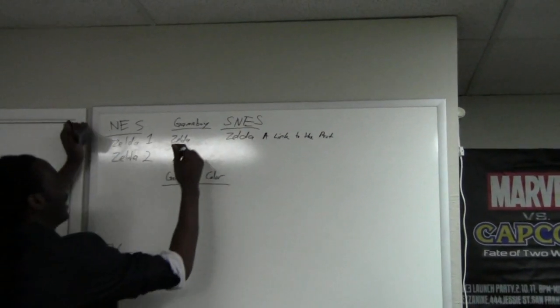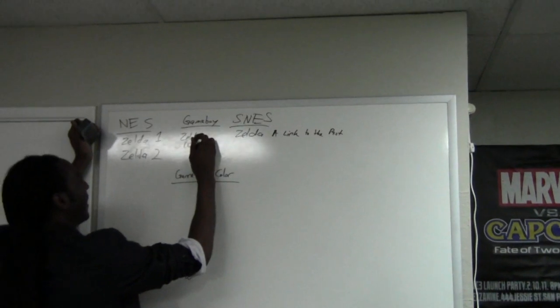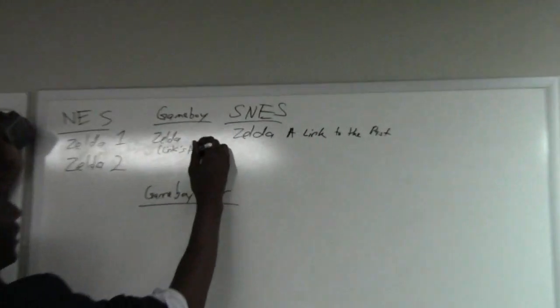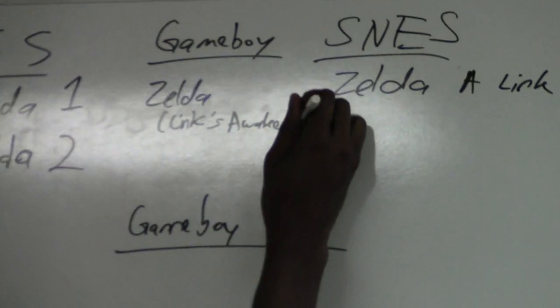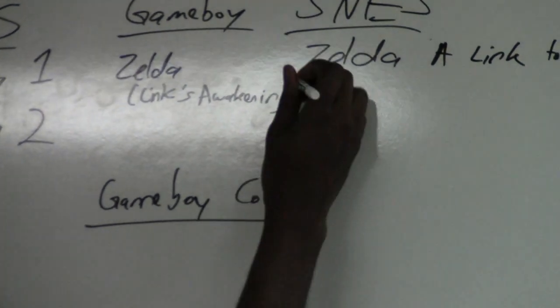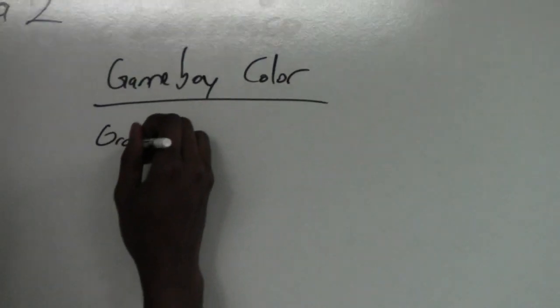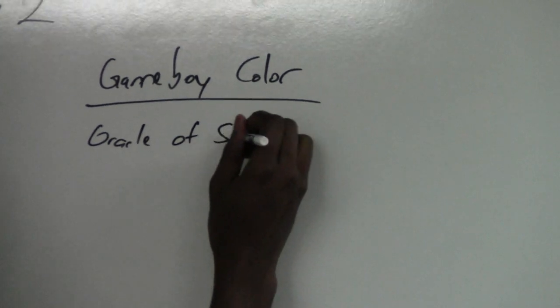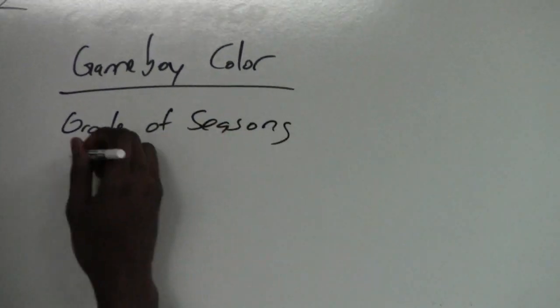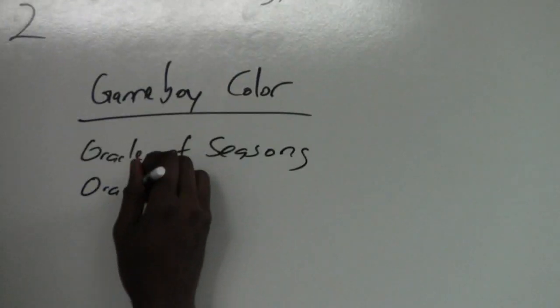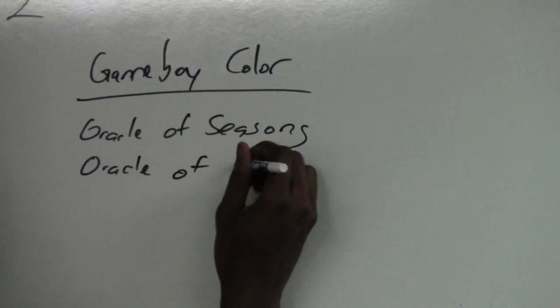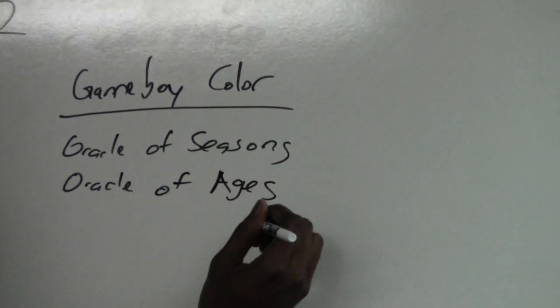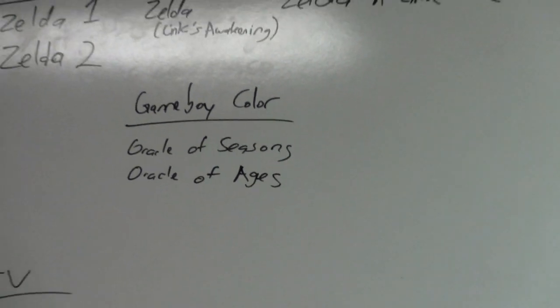It's a Game Boy, that's Link's Awakening. And then Game Boy Color, Oracle of Seasons, Oracle of Ages, and then the Minish Cap. Minish Cap's Game Boy Advance. The original Game Boy, the brick. Game Boy Color's Oracle. And actually, they released Link's Awakening as DX. That's the same game.